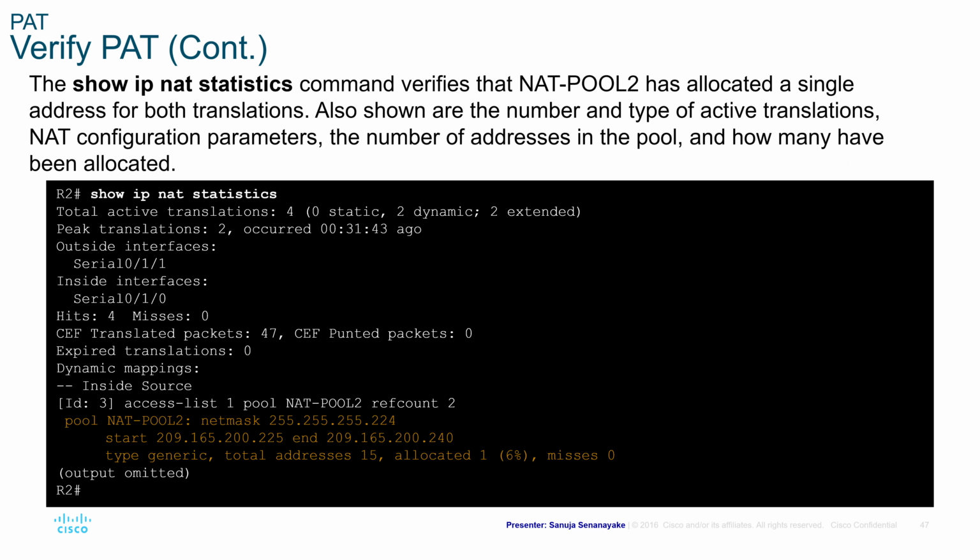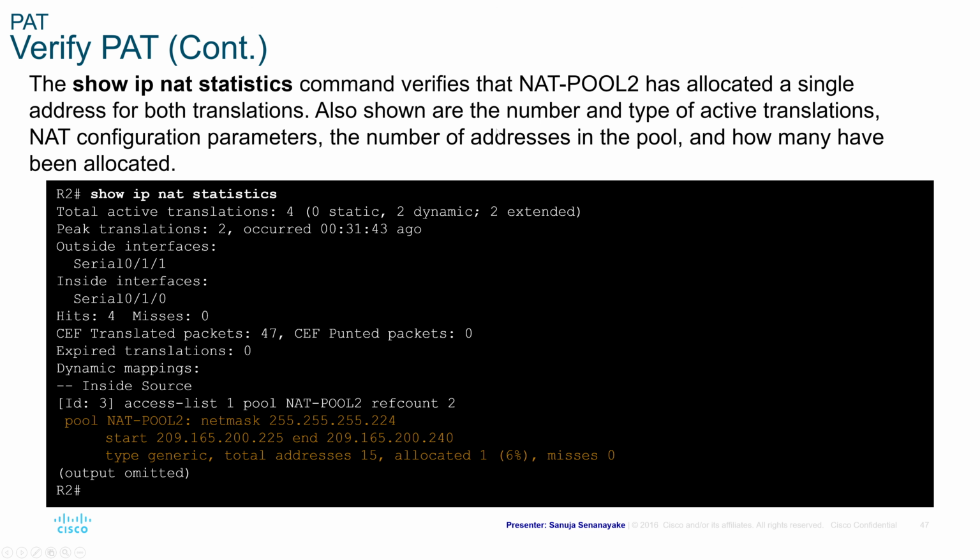The show IP NAT statistics, the same command we have used previously, verifies that the NAT pool NAT-pool 2 has allocated a single address to both translations. How do you know that? Because allocated is showing 1 here, because we only ran that PAT in this example.